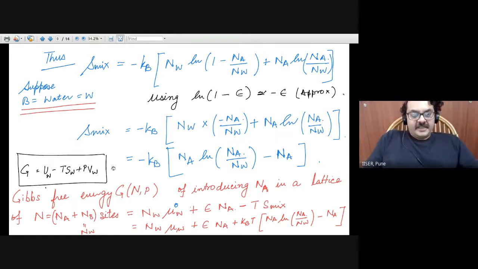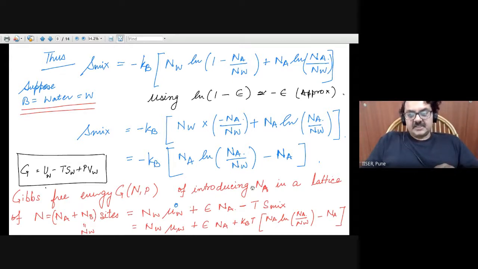Simplifying, we get the entropy of mixing is minus kB Na ln of, if you like, concentration Na by Nw, minus Na. And this is the entropy of mixing. Now the Gibbs free energy. This was only the entropy of mixing, but the Gibbs free energy will also have energetic terms.